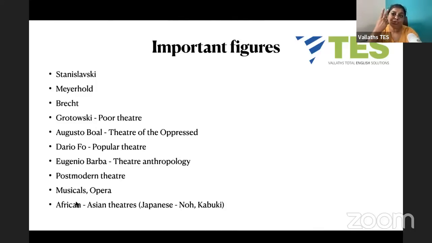Especially, there are two Japanese theater forms that influenced European and English writers. They are Noh and Kabuki. Japanese Noh theater and Kabuki Theater. They are very famous.